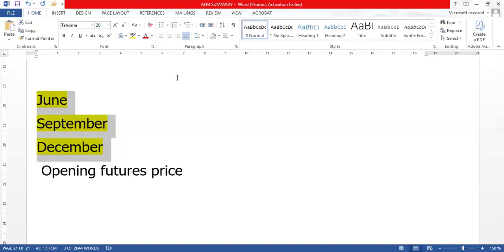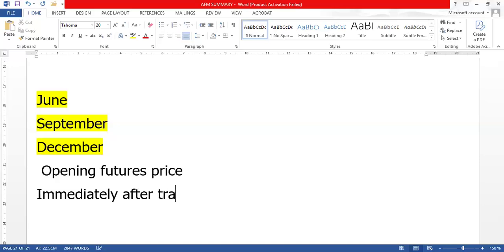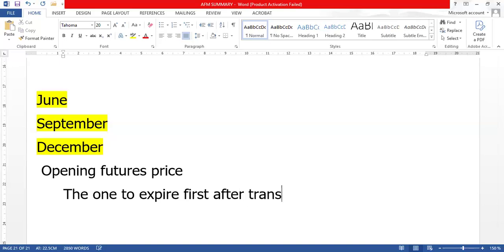If you are planning to borrow, always know that the futures that is suitable will always be that one after the one to expire immediately after the transaction date. The one to expire fast after transaction date. Which one will expire fast? And what is our transaction date?